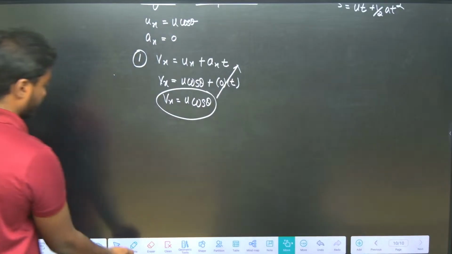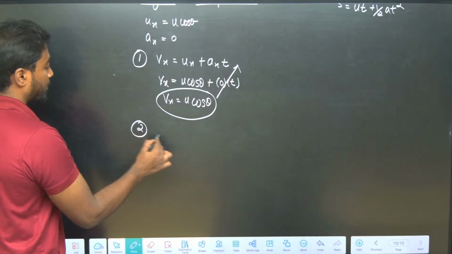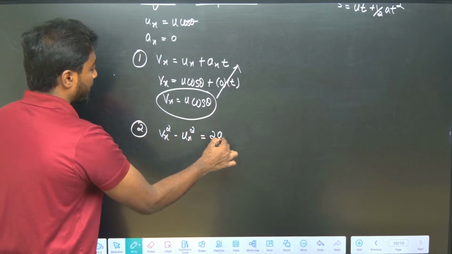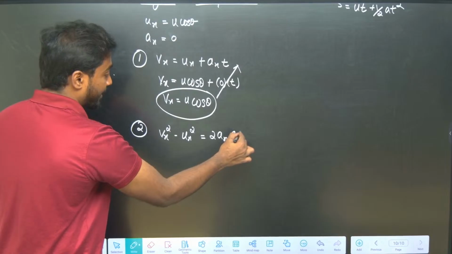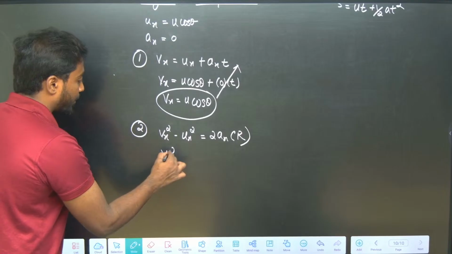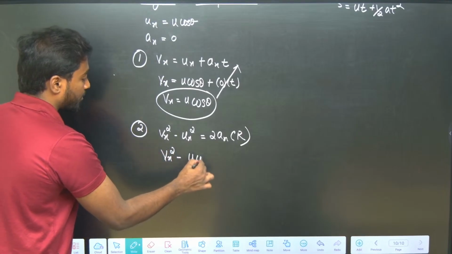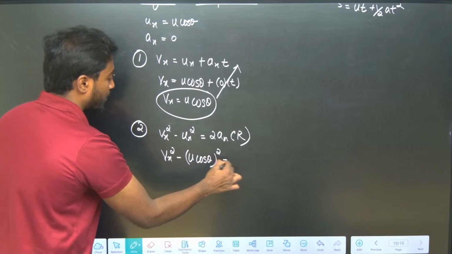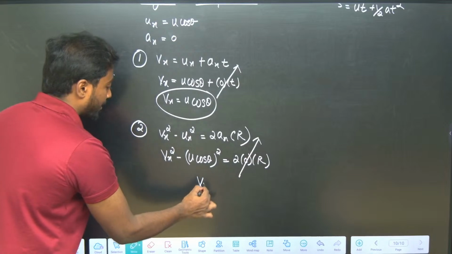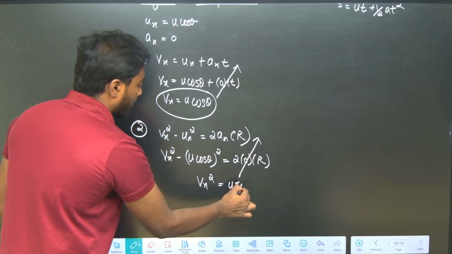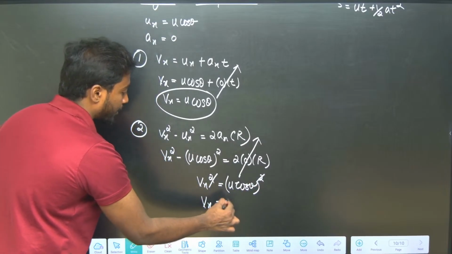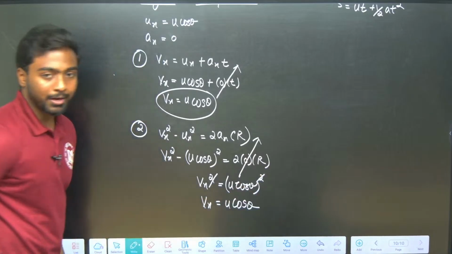Now the second equation: vx square minus ux square equals 2 ax s, where s is the range r. vx square I will keep, minus ux which is u cos theta, the whole square, equals 2 into 0 into r. So I can neglect this. So vx square will be equal to u cos theta the whole square, so vx will again be u cos theta. We are getting the same equation.